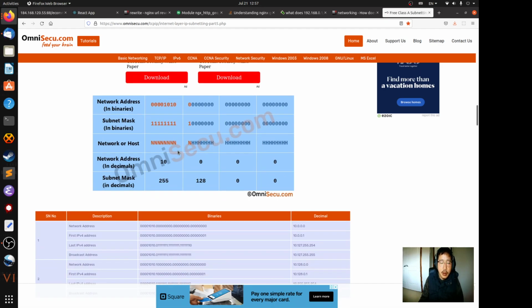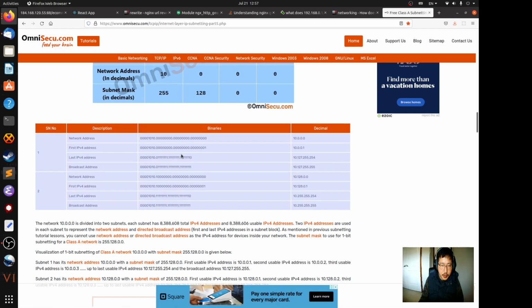The network address doesn't change, but the subnet mask changes. 128 is just the decimal value of this binary. So the network address has not changed, but the subnet mask changed to reflect how we have borrowed 1 bit from the host portion to use as separate networks.